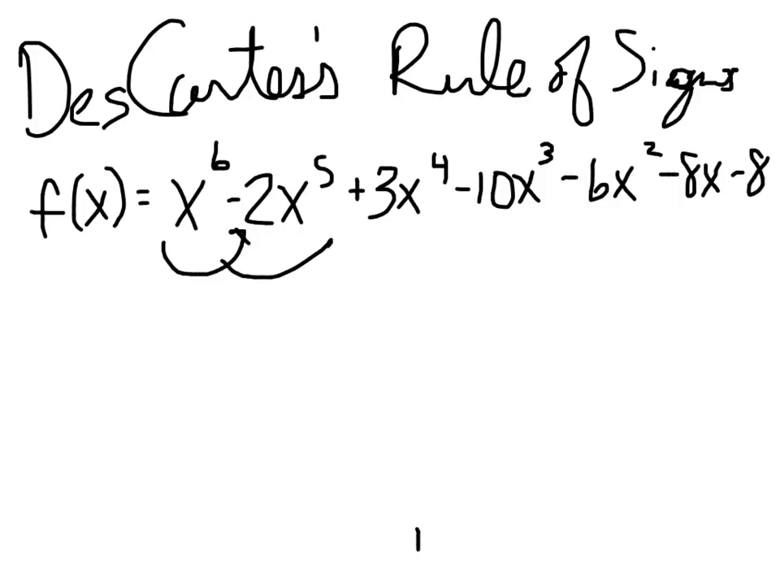How about from the second to the third? Did we sign change? No. Yes. So we're up to 2. Did we sign change? Yes. So that's 3. Did we sign change? No. Sign change? No. Sign change? No. So we had 3 sign changes, right? So that means we could have up to 3 positive solutions.